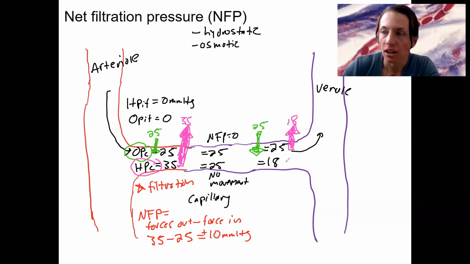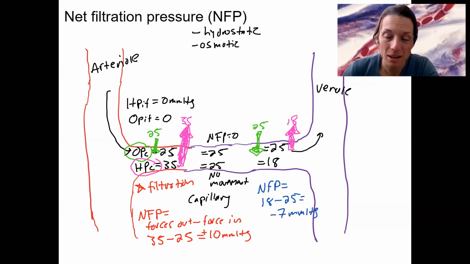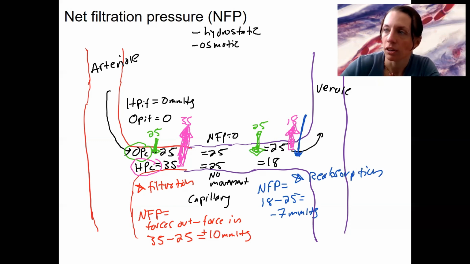So what's our net filtration pressure here at the venous end? Forces out minus forces in equals minus 7 millimeters of mercury. What does that mean? The forces in are stronger. There is more force going in. So that's reabsorption. Net pressure is in. Over here, the net pressure was out.